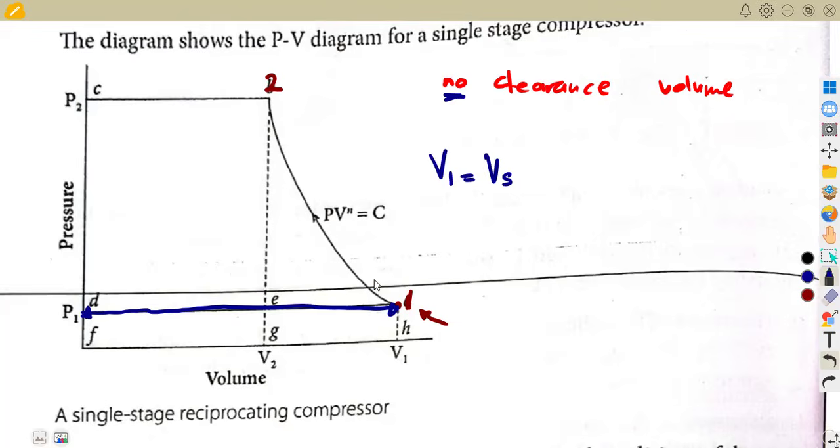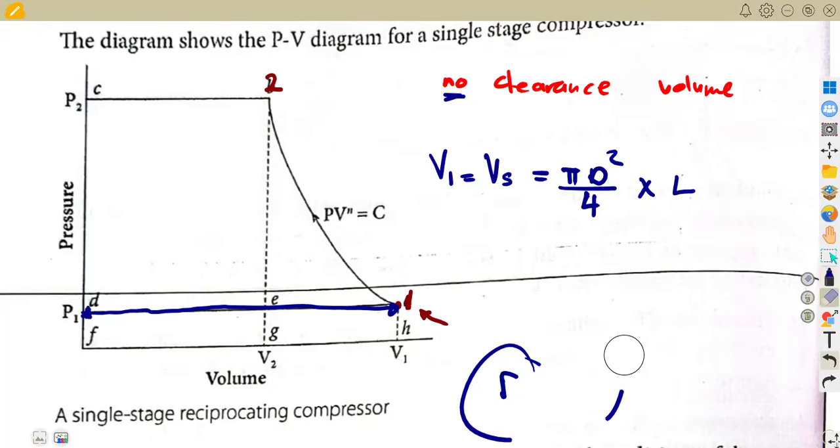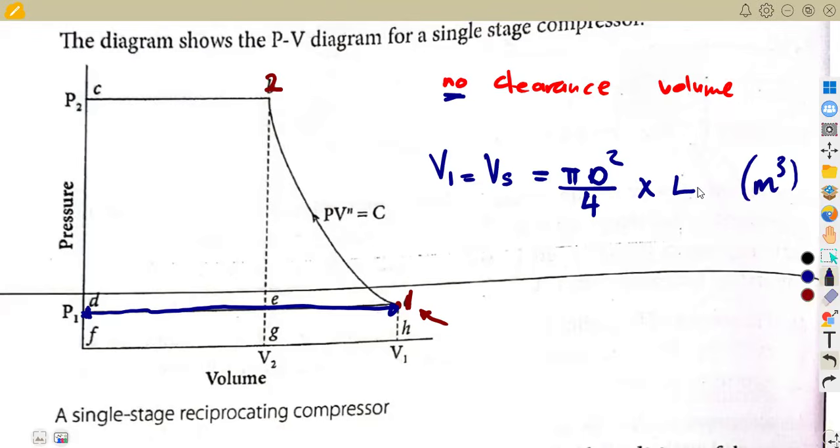And since it is the cylinder volume, remember a cylinder, we have a diameter and we have the stroke length. So it is equivalent to the area times the length, pi d squared over 4 times the stroke length. That is our V1, Vs, the swept volume, if the clearance is not there. And this one, take note on this, I want you to be careful, guys. The swept volume, or our V1, is measured in cubic meters. Take note on the units. It is taken in cubic meters.